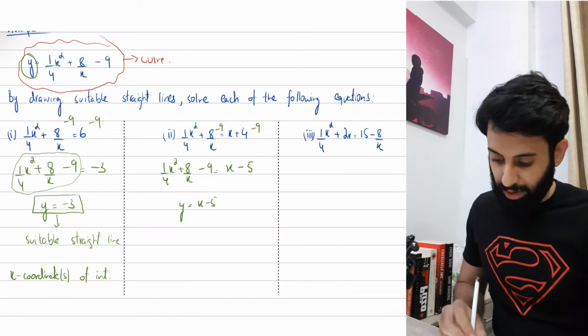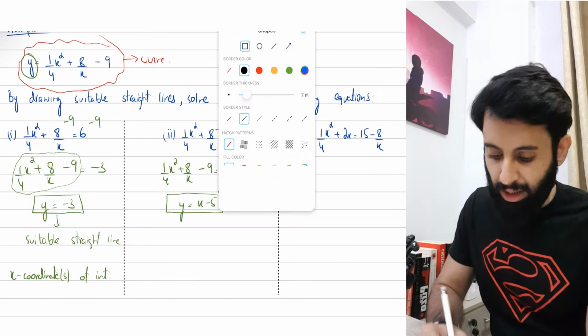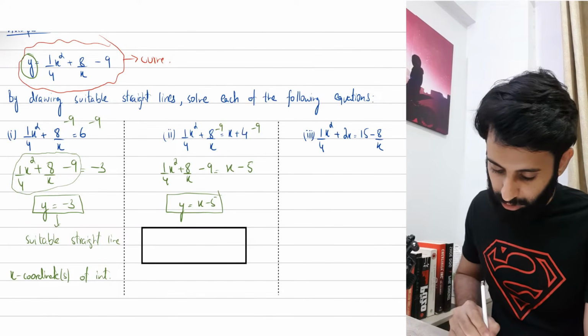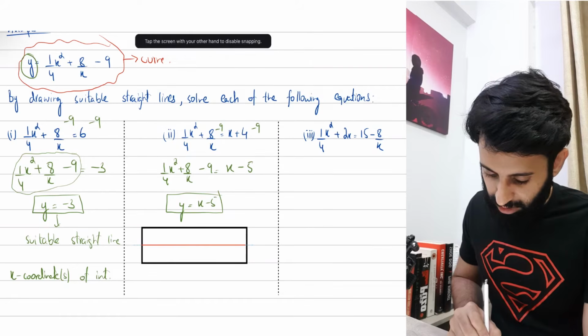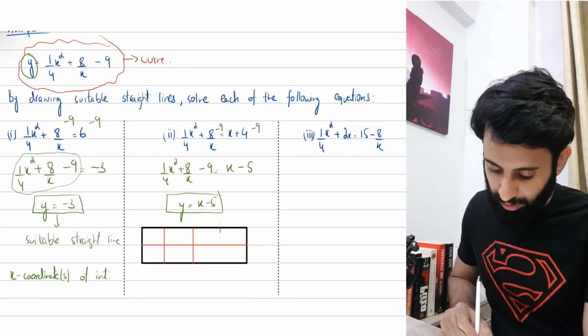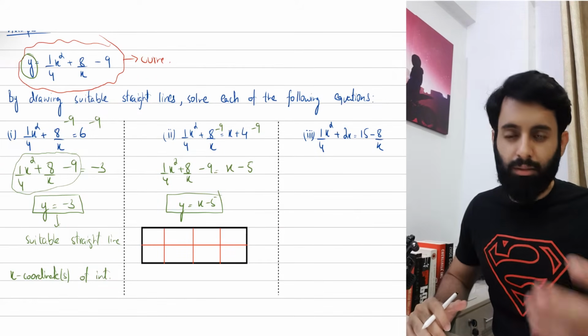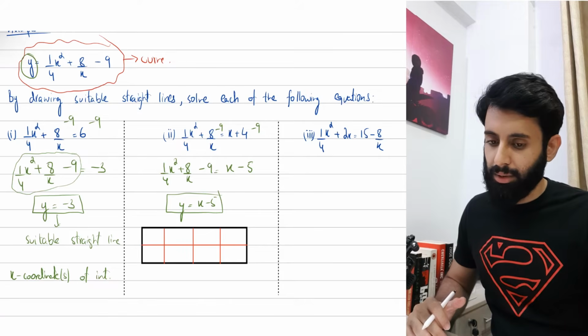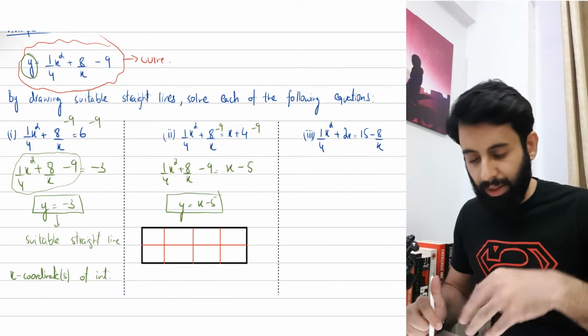So what is the suitable straight line that you're going to draw? It's right over here, y equals x minus 5. And to draw a line where you have x and y both involved, it's always a good idea to make a table. One thing I want to mention is that when you're drawing a straight line, make sure to take the values accordingly. For example, if on the grid you can take only positive values, don't end up plugging in negative values here.